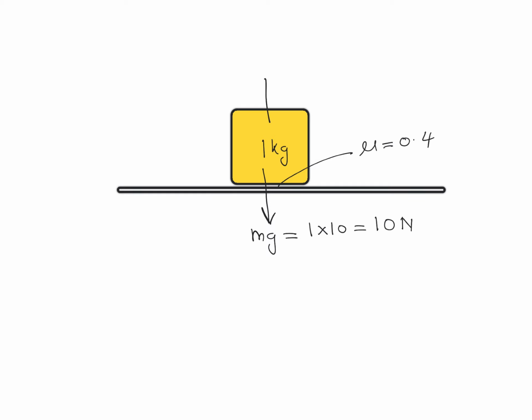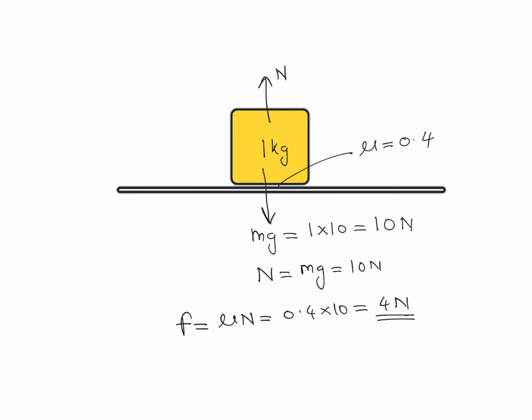Now over here, the normal reaction N exerted by the surface is acting in the upward direction. In equilibrium, the block is not going to move in the upward or downward direction, so the net force acting upward should be equal to the net force acting downward. So we can write the normal reaction is equal to mg, that is 10 Newton in this situation. Now if you use the equation for friction that we just discussed, F is equal to mu into N, with mu 0.4 and N 10, you will get the answer as 4 Newton.